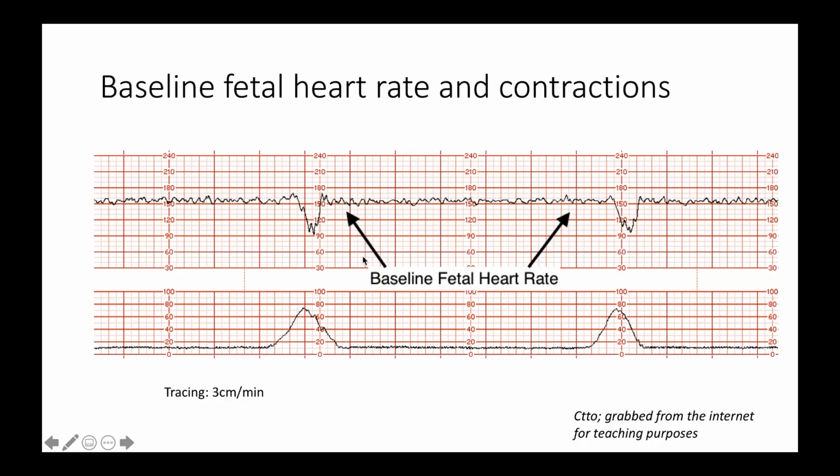We can also report the frequency and strength of contractions in this fetal tracing. For you to be able to determine the frequency of contractions, you first have to determine the settings by which this machine printed this tracing. For this example, we have a 3 centimeter per minute tracing, as you can see here. So what does that mean?